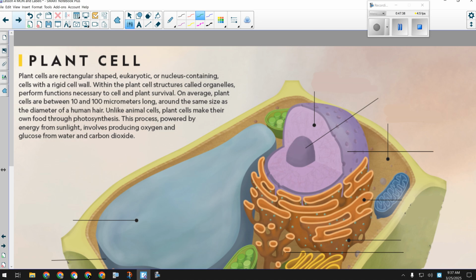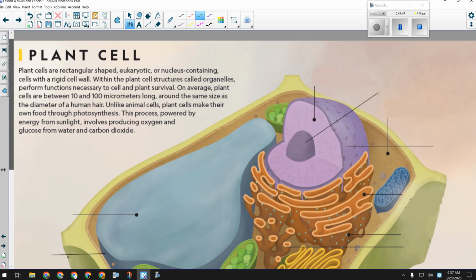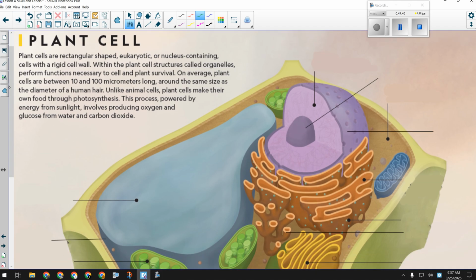Let's look at our diagrams here. So we'll start with the plant cell. And we'll start right up here, on the top. What is this big purple thing? That is the nucleus. All right, nucleus.